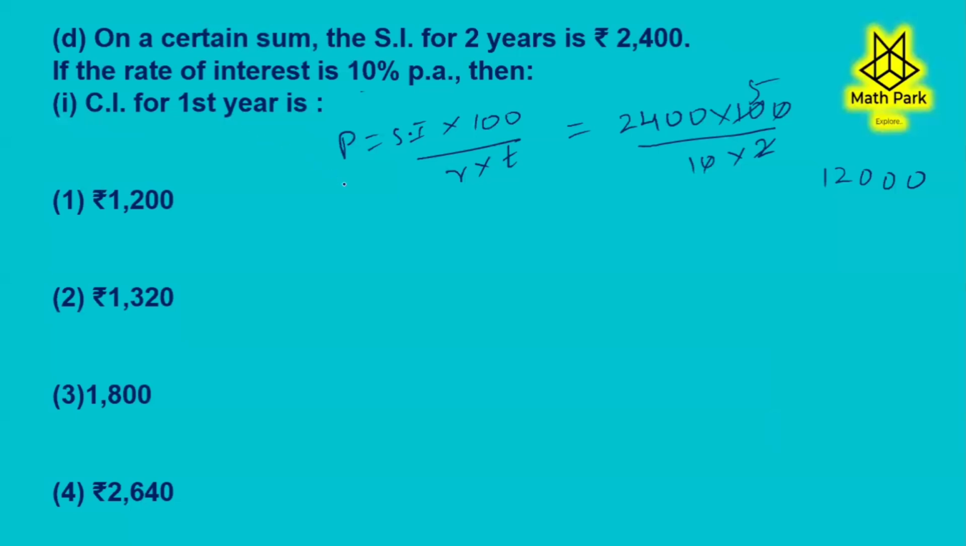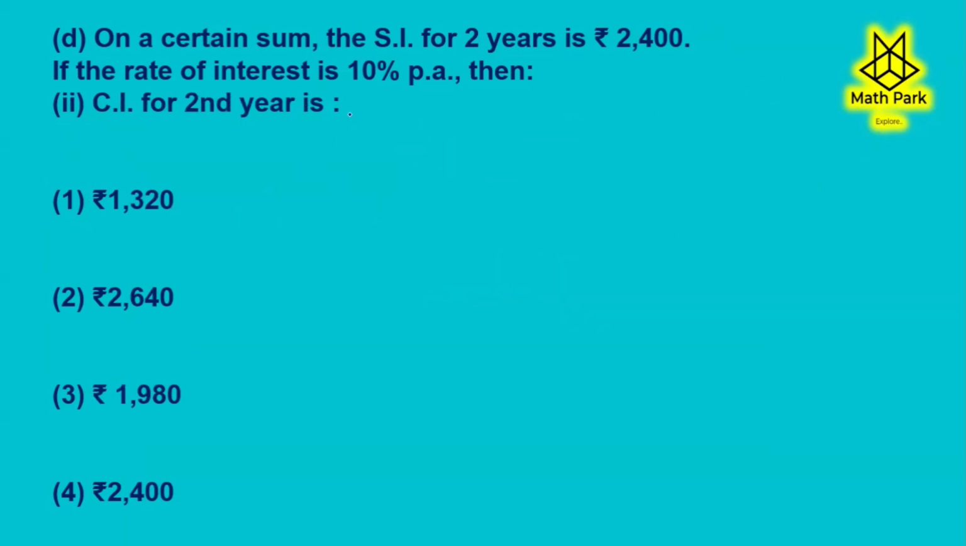Now we have to find the compound interest for the first year. For the first year, simple interest and compound interest remain the same. So 12,000 is the principal into rate of interest 10% for 1 year upon 100. So we get 1,200 as the compound interest for 1 year. Got it?